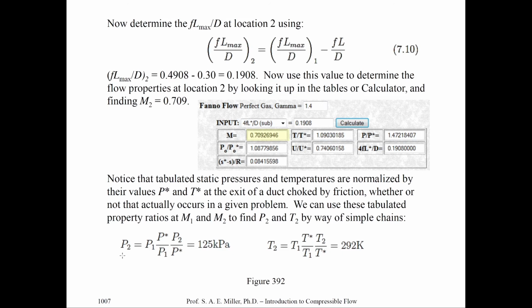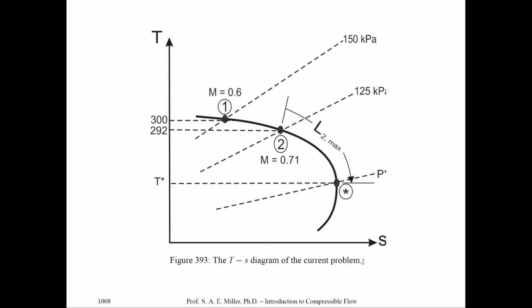At 2, you'll find a static pressure of 125 kPa and a static temperature of 292 Kelvin. You should go now, look back on your work, and confirm indeed that these values changed with the physical correspondence of Fanno flow, which you should have memorized as physics.